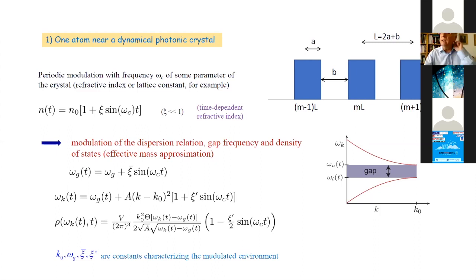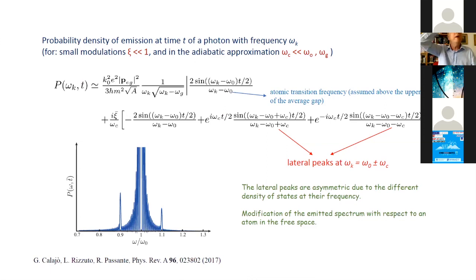Now, if we use time-dependent perturbation theory at the first order, we can calculate, for one atom inside the photonic crystal, the probability density of emission at time t of a photon of frequency omega k.